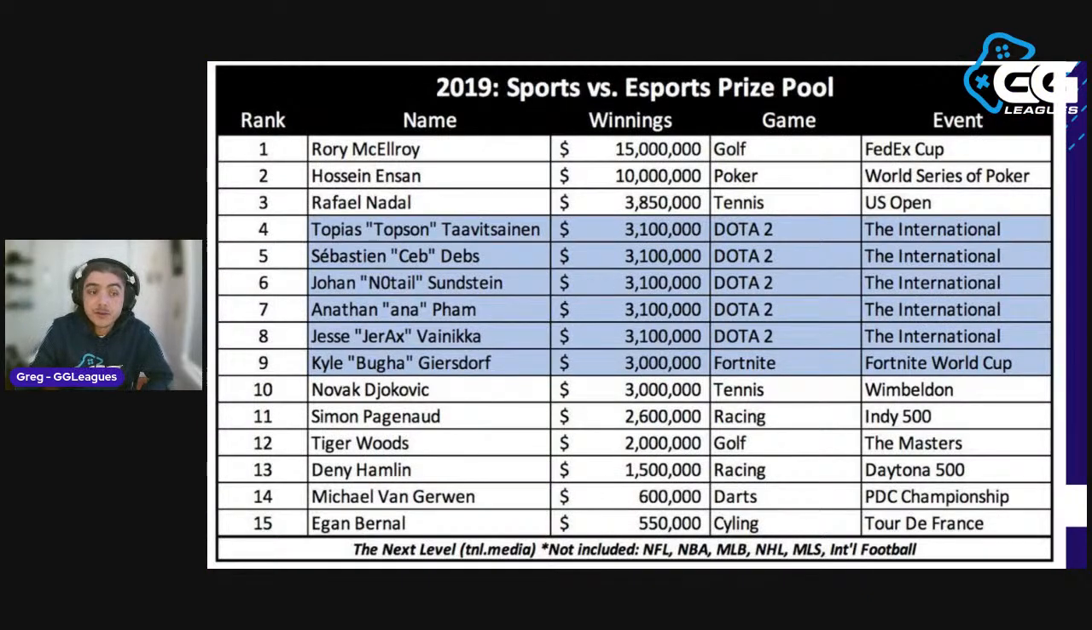This table here shows some of the esports prize pools from recent tournaments compared to other traditional, more well-known sports. The ones highlighted in blue here are for esports tournaments for Dota 2, which is a very popular game similar to League of Legends, as well as Fortnite for the Fortnite World Cup that took place, I think, back in 2017 or 2018, if I remember correctly. But for these esports tournaments, they had prize pools of over $3 million.